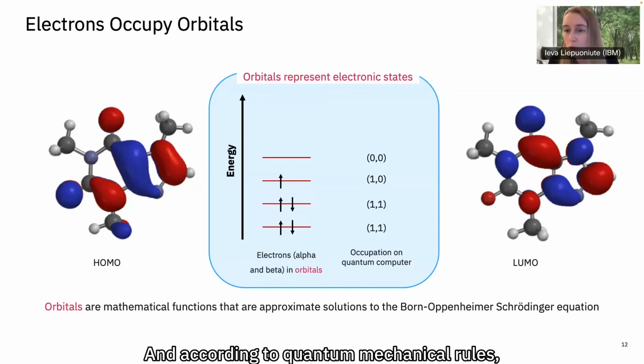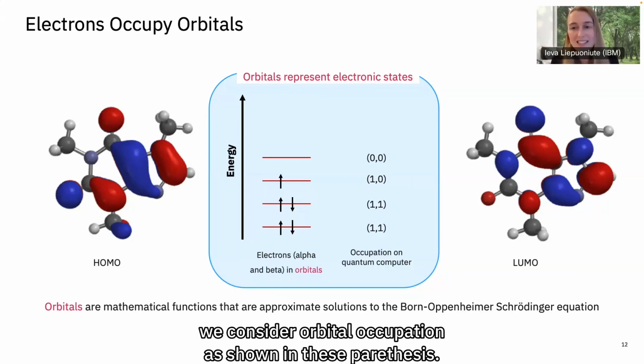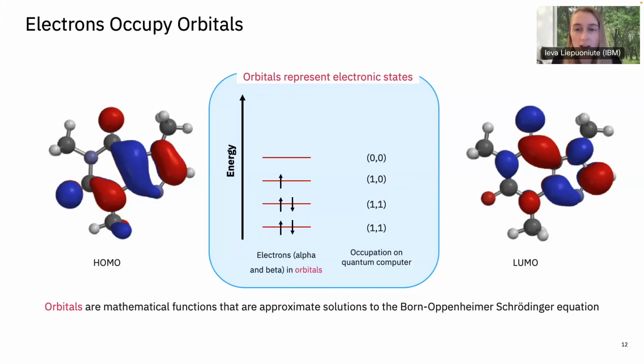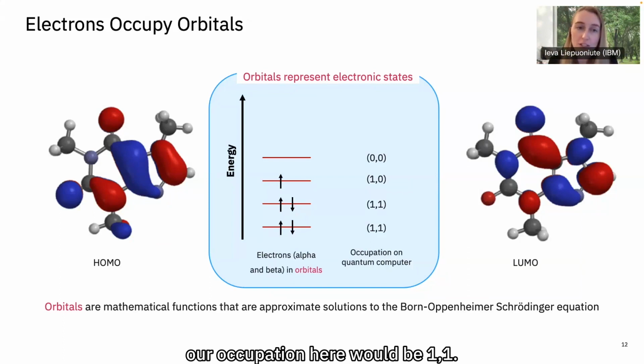And according to quantum mechanical rules, electrons populate these orbitals starting from the lowest and climbing up. So in our mathematical model, we consider orbital occupation as shown in these parentheses. So if our molecular orbital is occupied by 2 electrons of opposite spin, our occupation here would be 1, 1. If our orbital is only half filled, meaning just with 1 electron, then our occupation would be 1, 0.